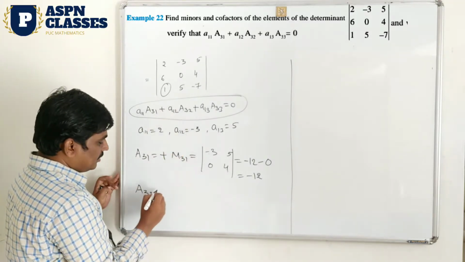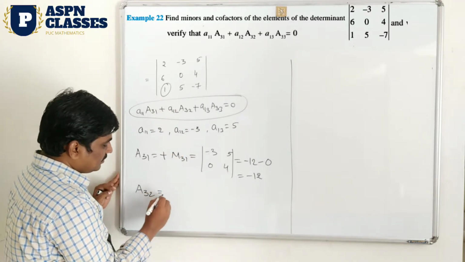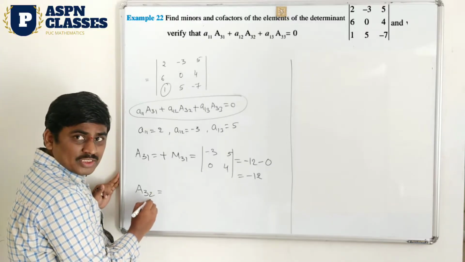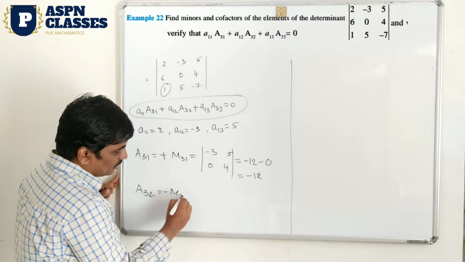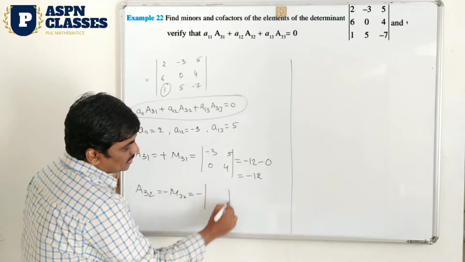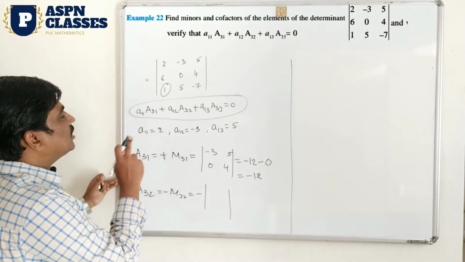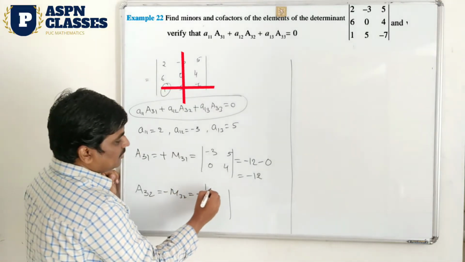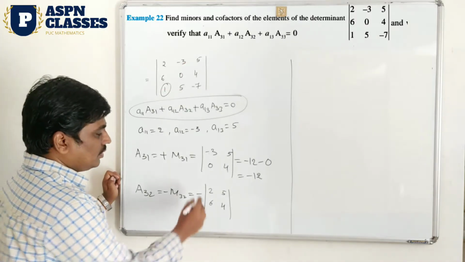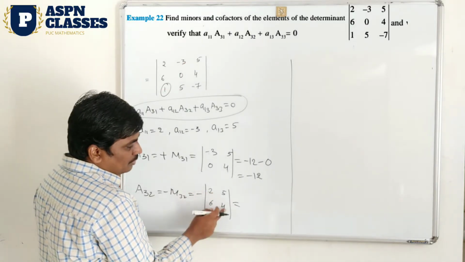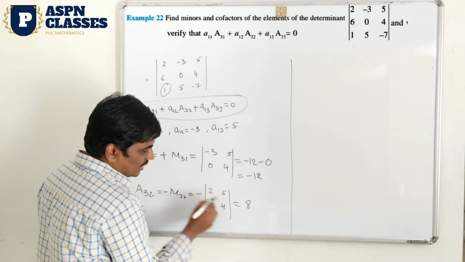Next, A32. What is the sign? 3 plus 2 is 5, an odd number, so the sign is minus. Find M32. For M32, the third row and second column get cancelled. The remaining result is 2, 5, 6, 4. Now simplify this. 2 into 4 is 8. Don't forget this minus sign.